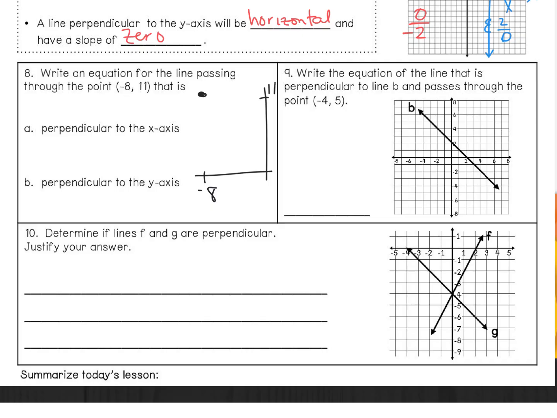If we are perpendicular to the x-axis, remember this is my x and this is my y down here. So if we're perpendicular to the x, are we vertical or horizontal? We are vertical, and we're going to go through this point. So what is that equation? Is that an OI or a VUX? This is a VUX. What is my equation here?